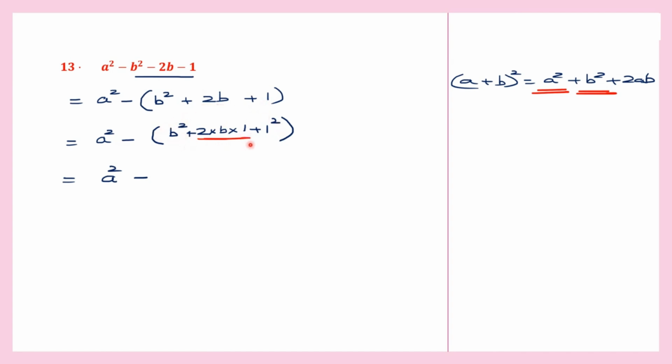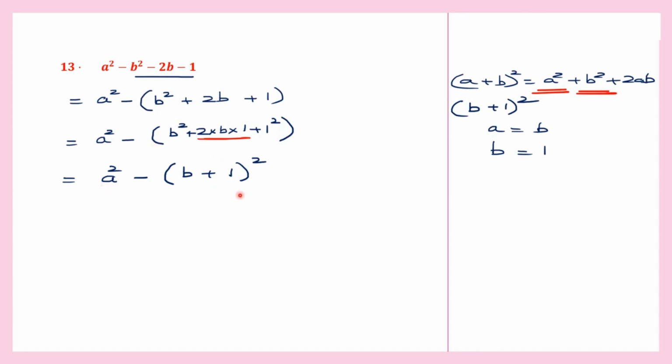So this is actually a plus b the whole square. And what is a? A is b. And what is b? B is 1. So instead of writing a plus b the whole square, instead of a I write b plus 1 the whole square. So this will be b plus 1 the whole square. So now we have applied one identity and we've got this.